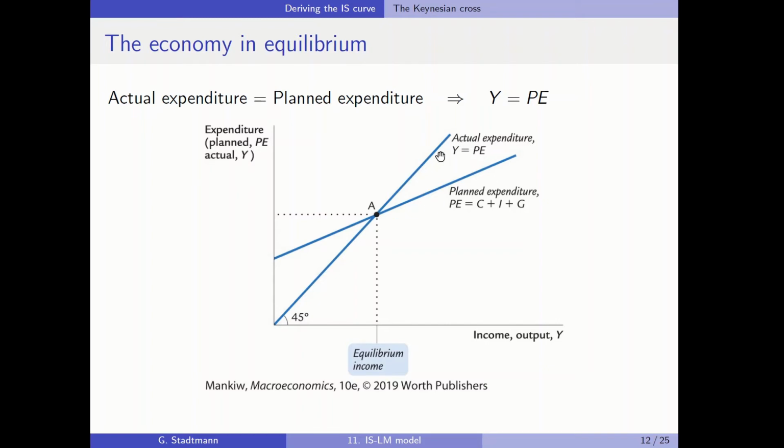This relationship here, this crossing, has a special name. It's called the Keynesian cross. So the Keynesian cross is related to this diagram where we have planned expenditure on the vertical axis and output and income on the horizontal axis. This is the Keynesian cross.